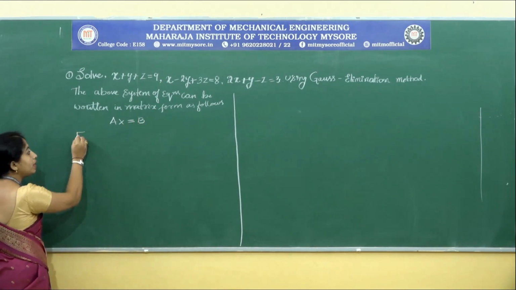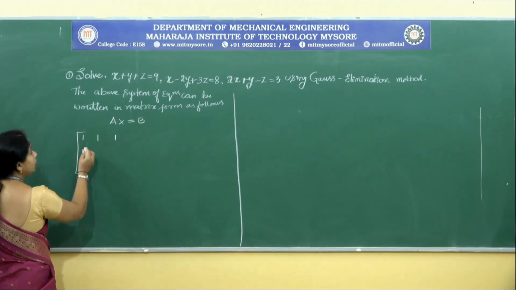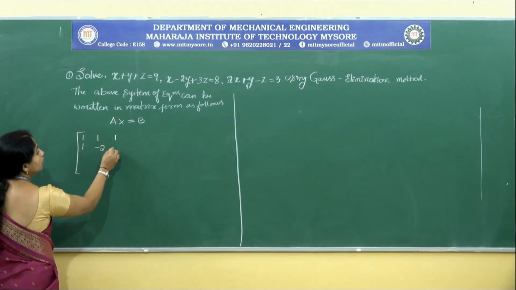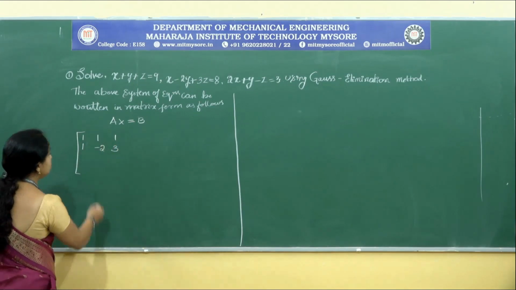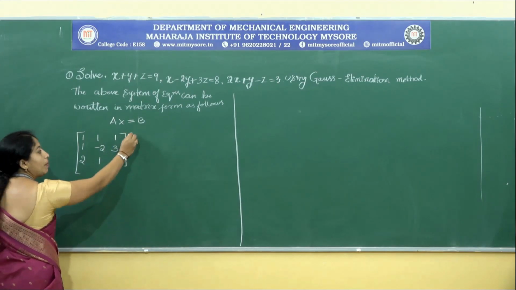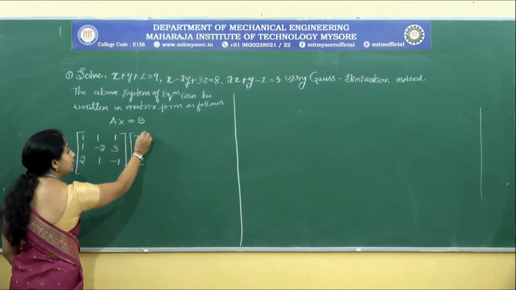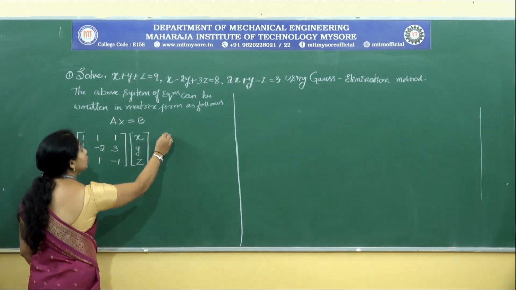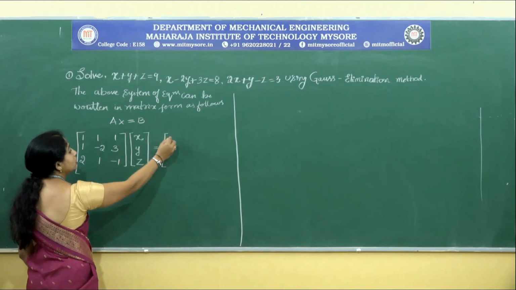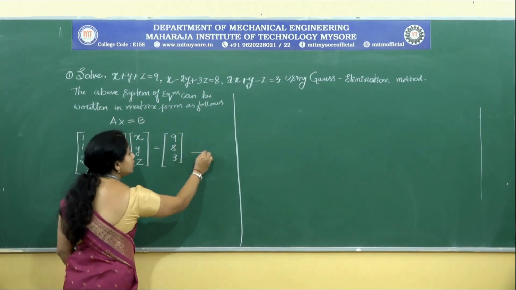Now write the coefficient matrix. Here the coefficient matrix is 1, 1, 1, then 1, minus 2, 3. The last equation is 2, 1, minus 1 into the matrix of unknowns. There are three unknowns, that is x, y, z equals matrix of constant, here the matrix of constant is 9, 8, 3. Consider this as 1.